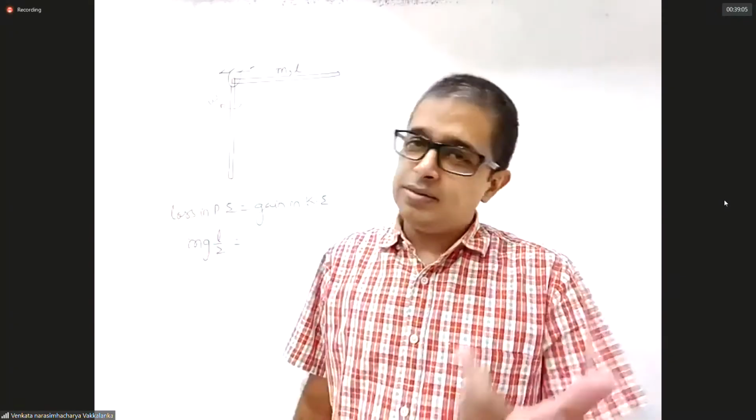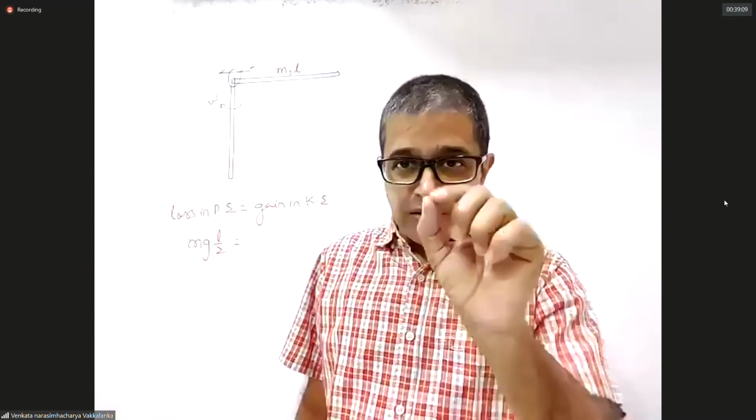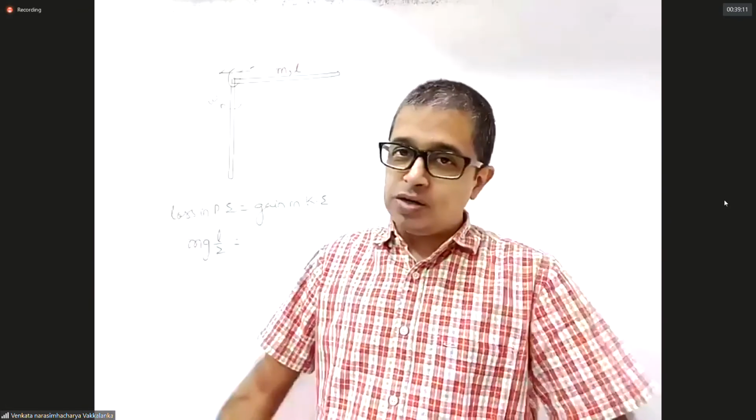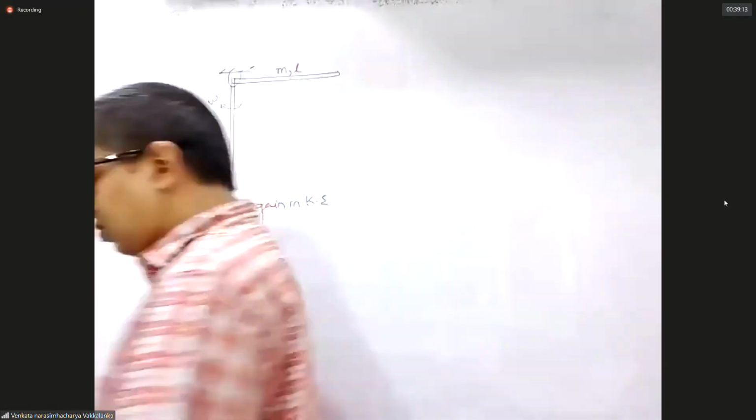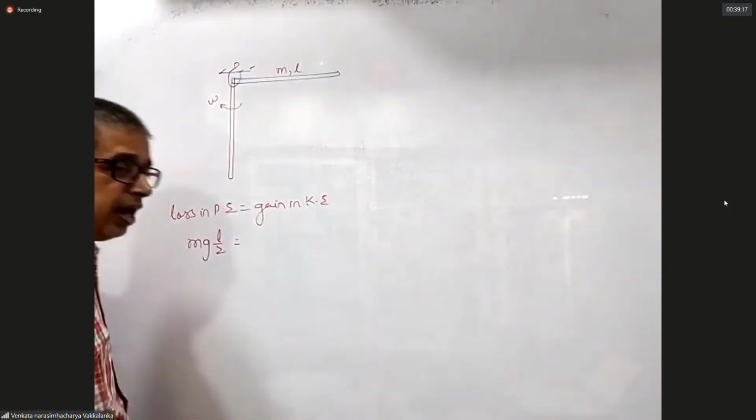Chain problems in the work energy theorem, you remember, we used to take the whole mass to appear concentrated at the center. Center of mass: loss in potential energy, gain in kinetic energy. I have two ways of doing it.